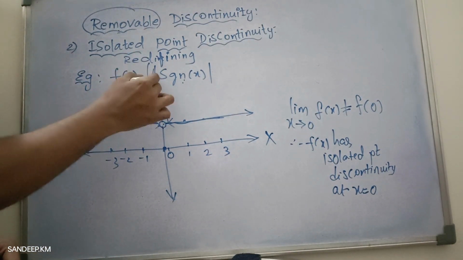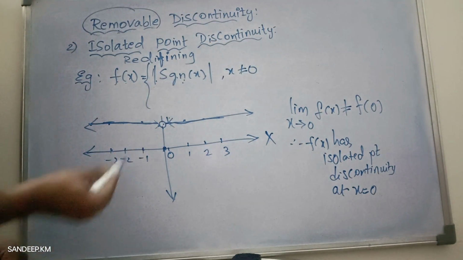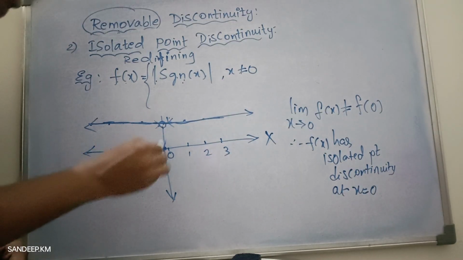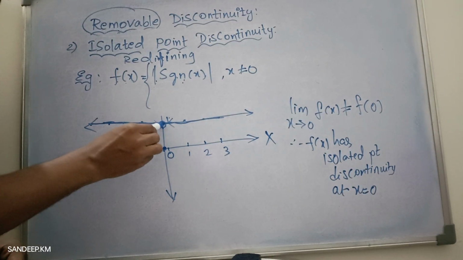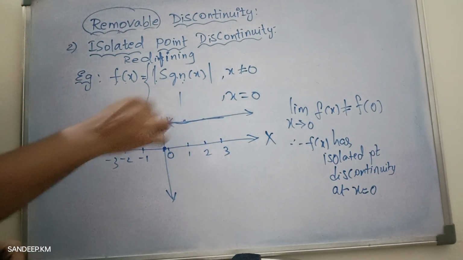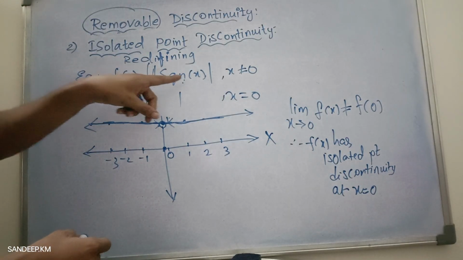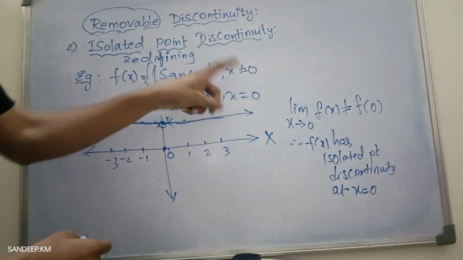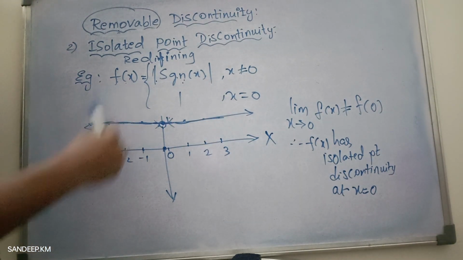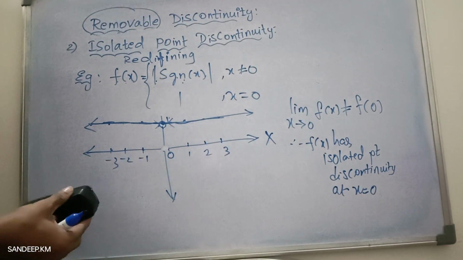f of x is equal to modulus of signum of x if input is not equal to 0. Which value you want? If you want to draw it continuously, when input is 0, what output you want? You want 1 as output, correct or not? So when input is 0, you want 1 as output, so redefine the function. So what is it? f of x will be this function if x is not 0, and it will be 1 if x is 0. So if I redefine the function like this, then what happens? The output when input is 0 is not 0.